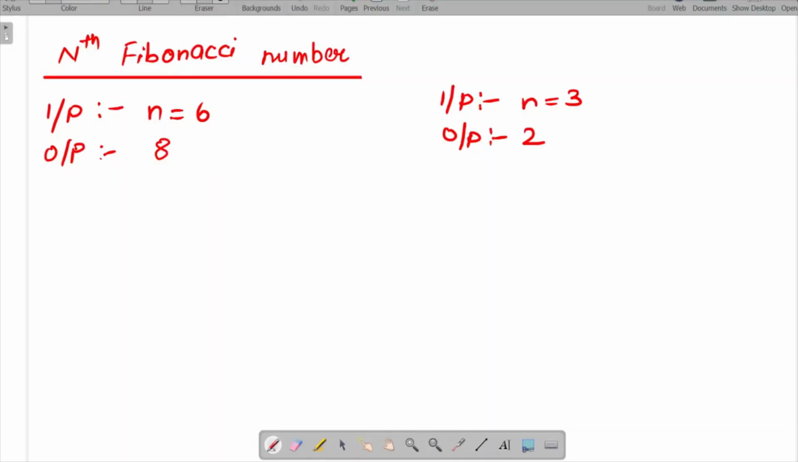So hello everyone, in this video we are going to see another recursion based problem, which is the nth Fibonacci number. If you can see on the screen, there is some input and output. If the input n equals 6, then the output that we are getting is 8, and if the input n equals 3, then in that case we are getting the output as 2.